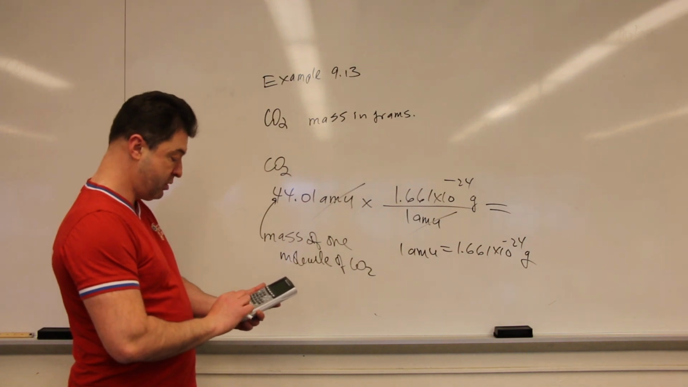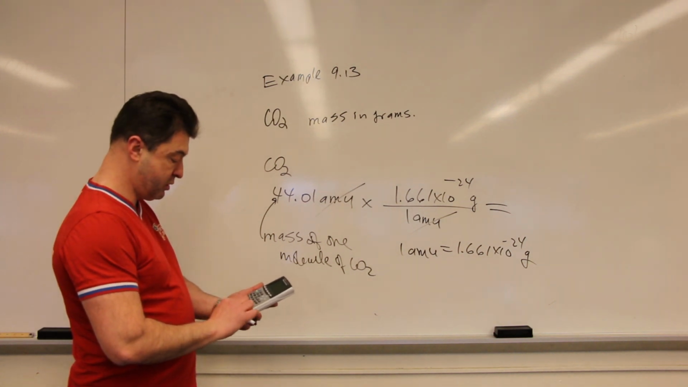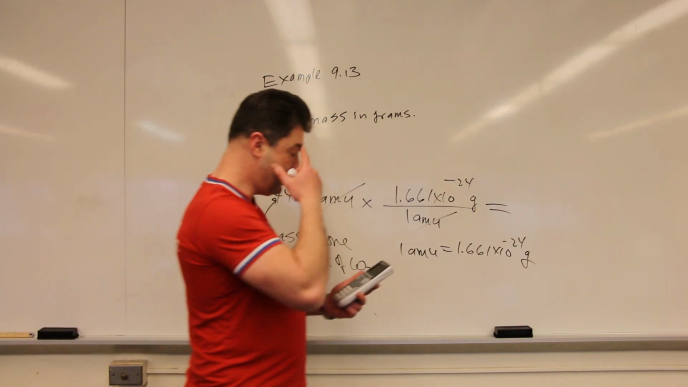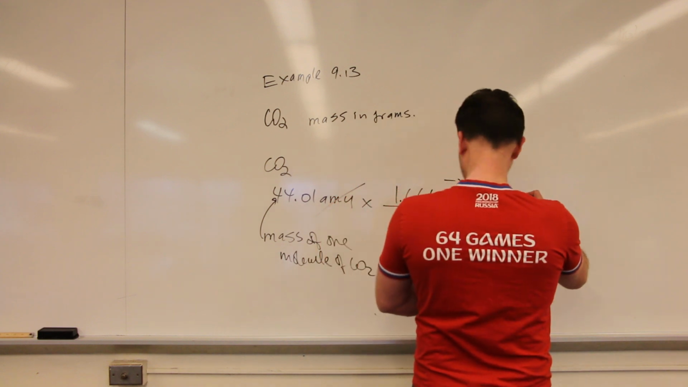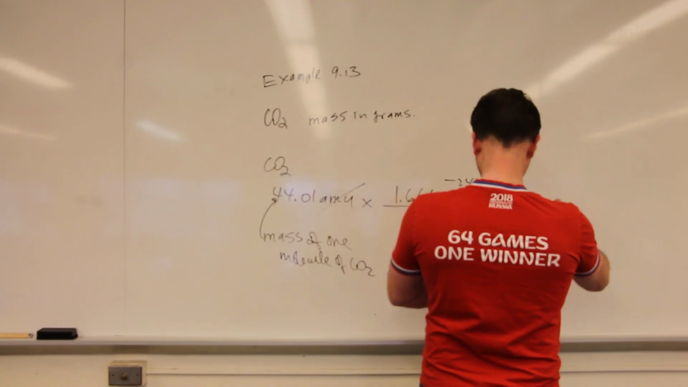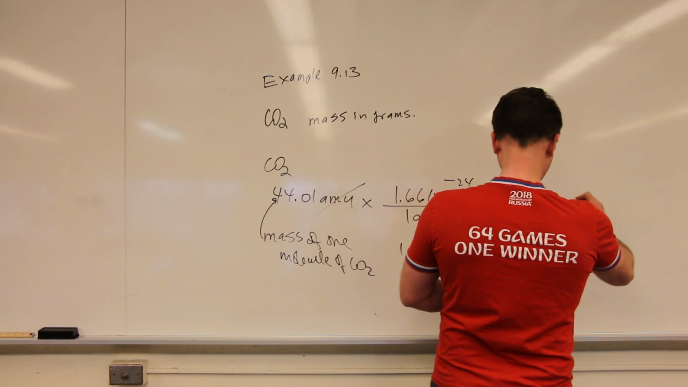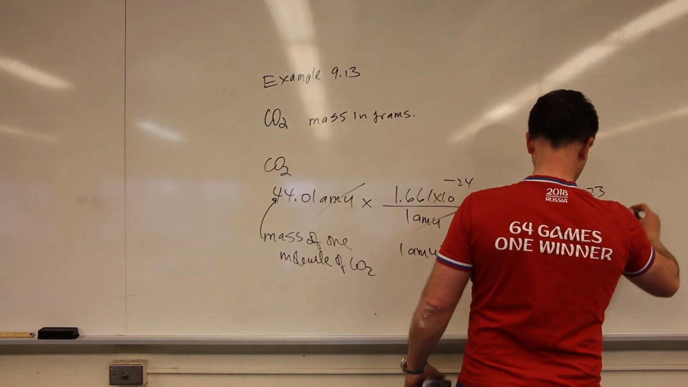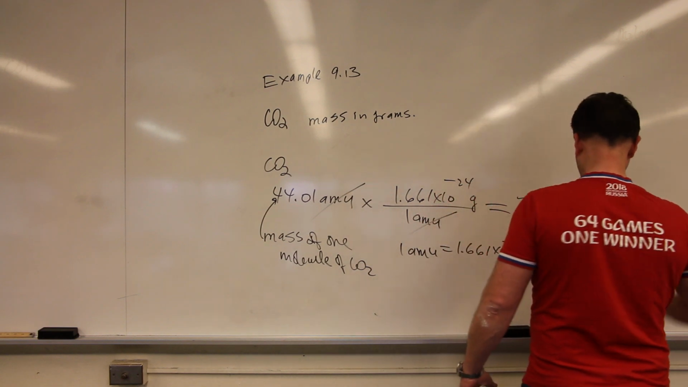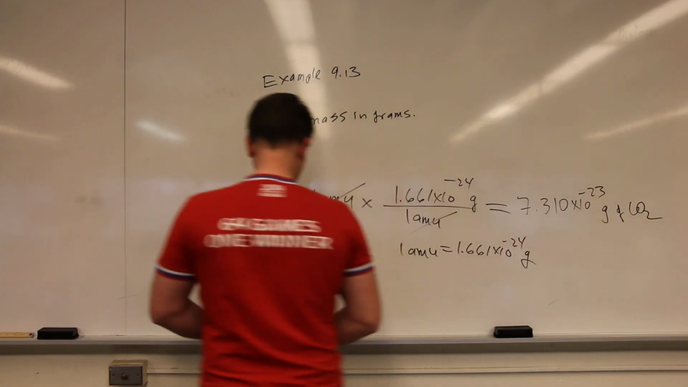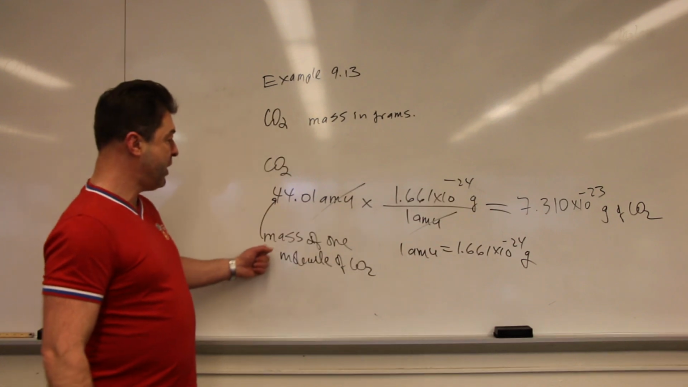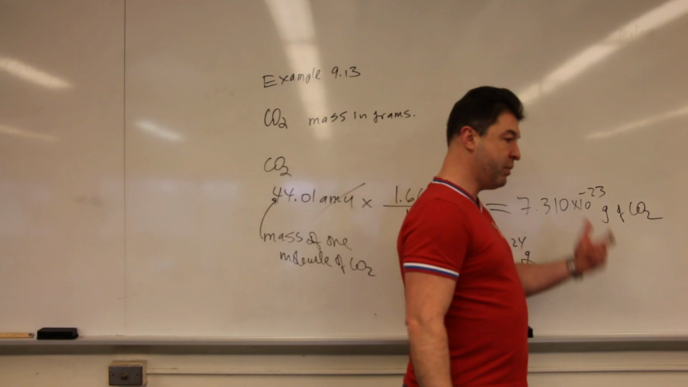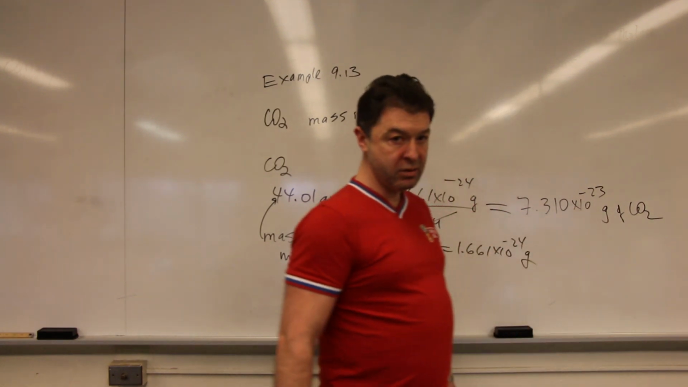So let me do it. Times 1.661 times 10 to the negative 24. This is what I got. With 4 significant figures, 7.31 times 10 to the negative 23 grams of CO2. So in other words, 44.01 was the mass of one molecule of CO2 in terms of AMU. But what is the mass in grams? This will be the equivalent mass in grams, guys.